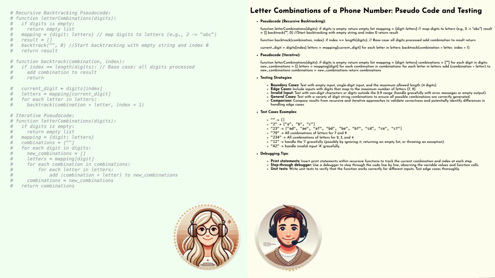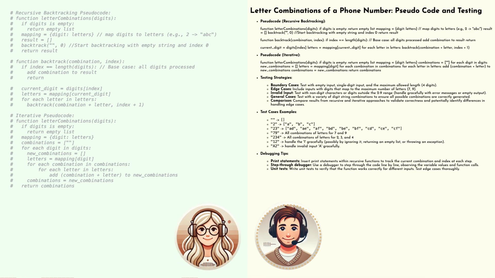Okay, so first things first, we need a way to map each digit to its corresponding letters. Right? That's our trusty guide in this maze. It's like having a map that tells us which paths are available at each junction. Exactly. We can use a simple structure like a dictionary or a hash map, where the keys are the digits and the values are the lists of letters. Got it. So for example, the key 2 would have the value ABC, 3 would have DEF, and so on.